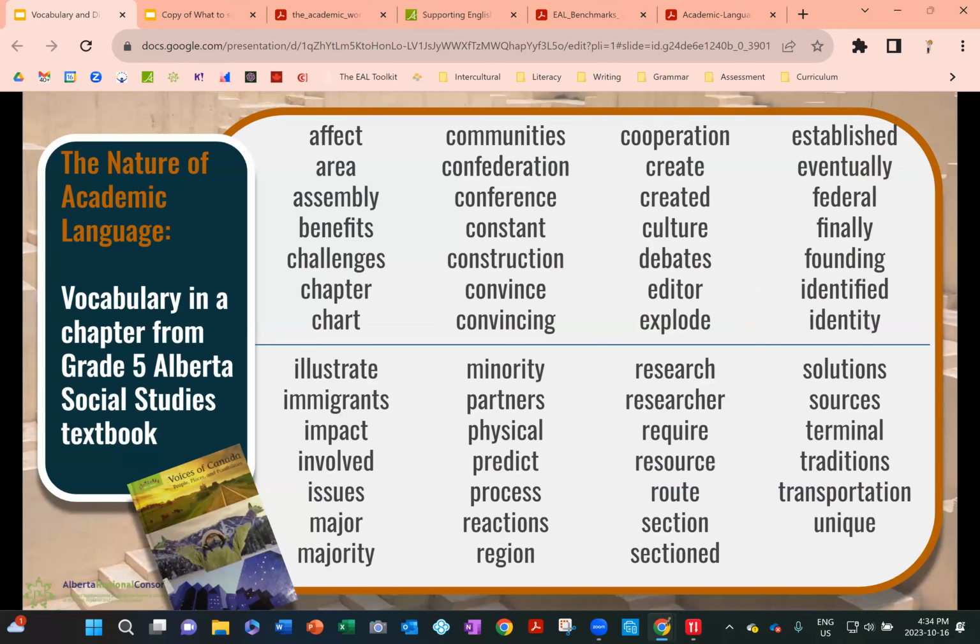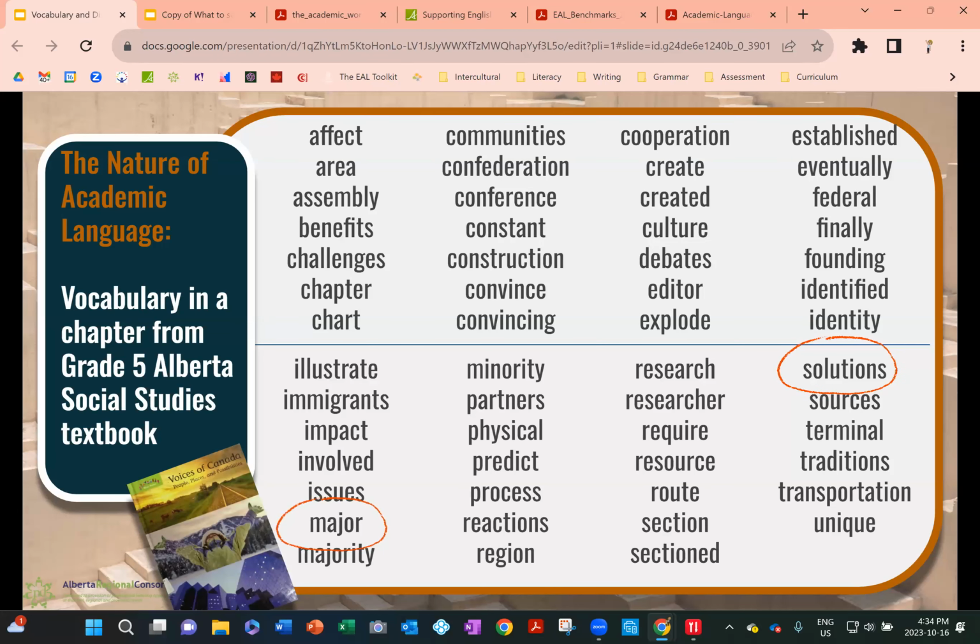And also, just as some more examples, academic language moves throughout the curriculum. This is from a grade 5 textbook, and these are some of the academic vocabulary words lifted out of there. So you can think about solutions. I'm doing solutions in science. How does solutions relate to what I'm doing in social studies? Or I have a solution in math class. How does that relate to this?